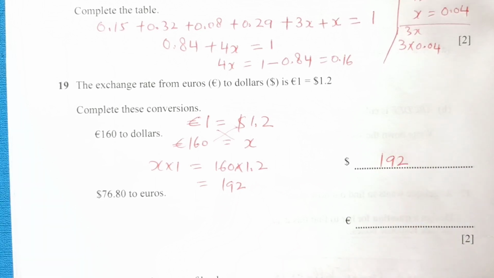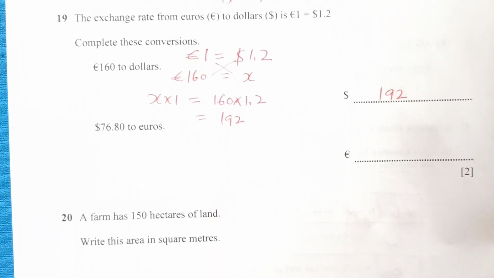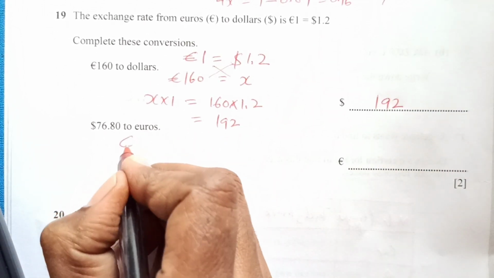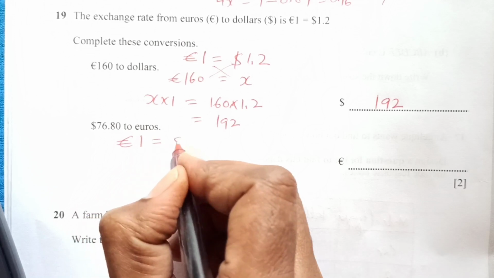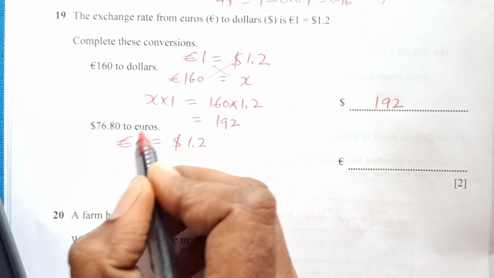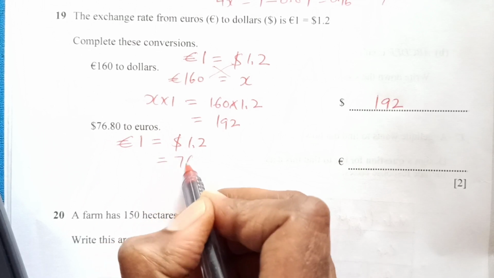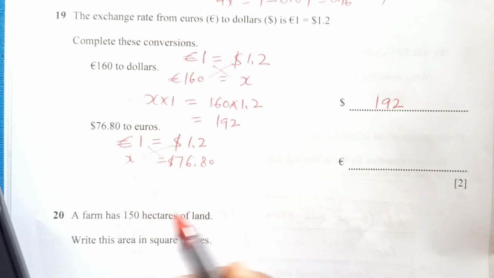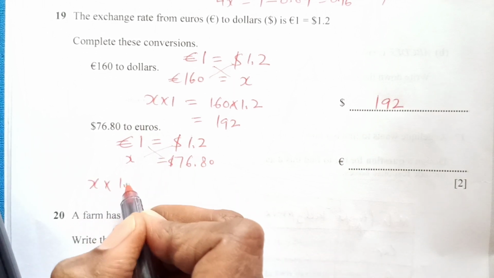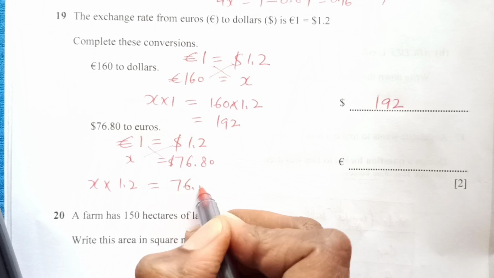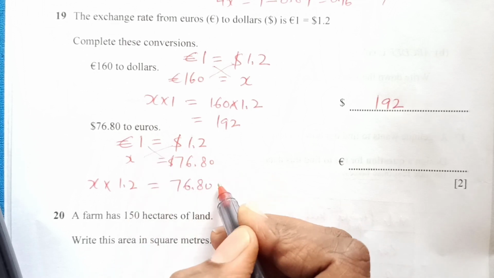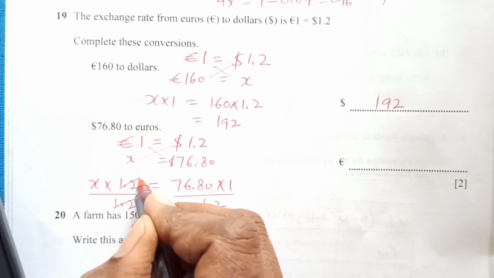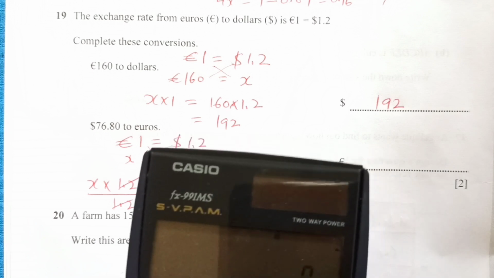So dollars 192. Now the next one is from dollars to euros, but the conversion rate is the same. So we are going to take again the same. 1 euro is equal to 1.2 dollars, and 76.80 dollars. How many euros? So just cross multiply. It will be x times 1.2 equals 76.80 times 1, divide by 1.2 on both sides. So this and this is gone, and we will get the value of x.